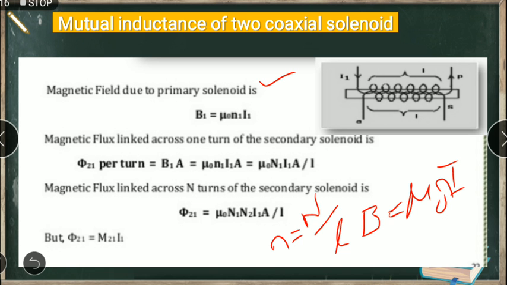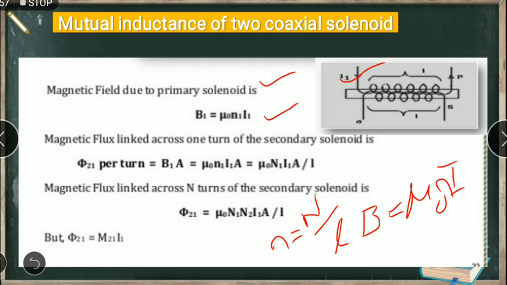Next, the magnetic field. It is the known expression for us: B is equal to mu naught n I. Since there are two coils, B1 is the notation used for the primary coil, isn't it? B1 is equal to mu naught N1 I1. Mu naught is the permeability of free space, if there is no core. N1 is the number of turns of the primary coil, and I1 means current variation in the primary coil.